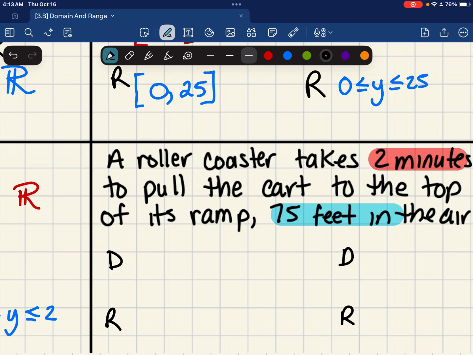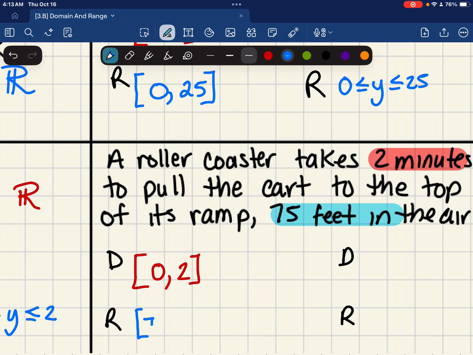Alrighty, so to find my domain in interval notation, the least amount of time that the roller coaster can go is 0, right? Because you can't have negative time. And the longest that the roller coaster is taking to pull this cart up is 2 minutes. When I think about the range, we're assuming that the roller coaster's starting at ground level, because people have to get into the roller coaster.